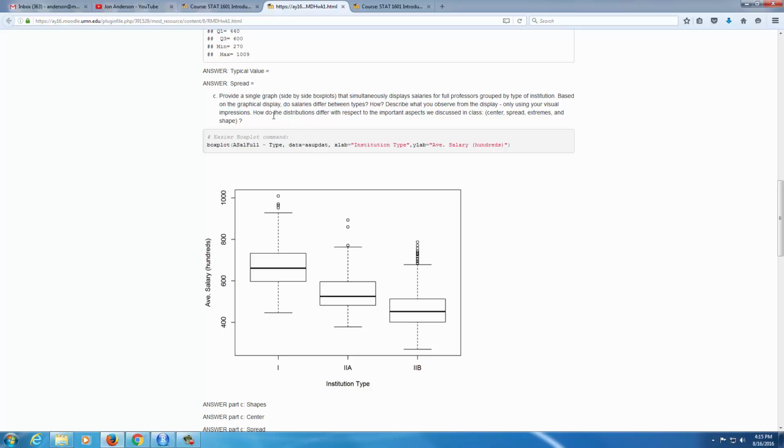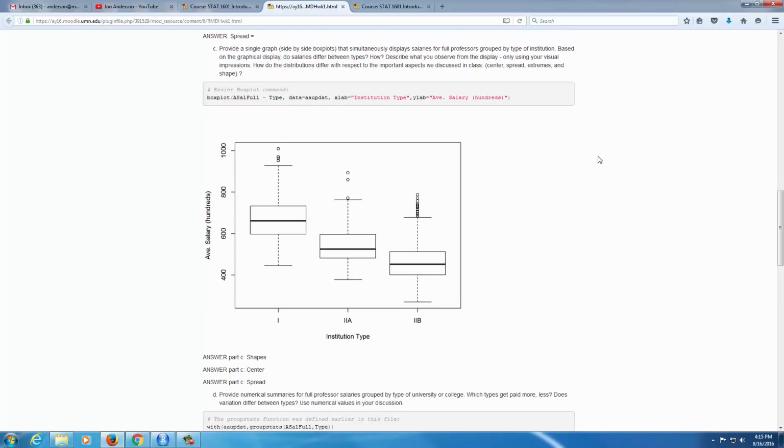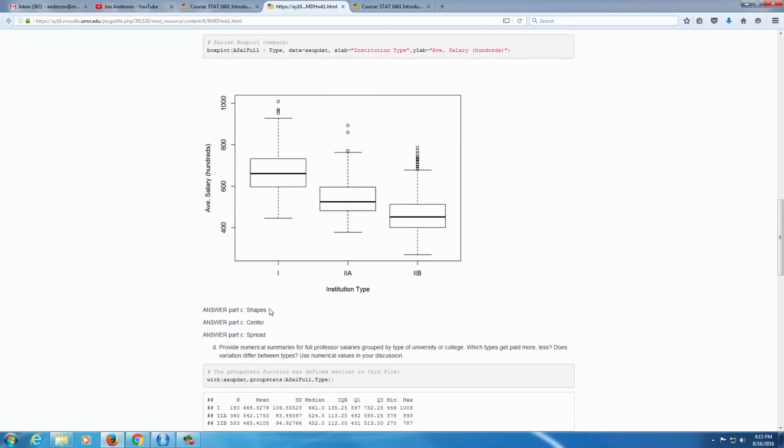And what I'm asking you here is to look at the side-by-side box plots and understand how the salaries are differing between the types of university. Describe what you observe from the display only using visual impressions. And so I want you to discuss the shapes of these distributions that you see from these box plots. So use words like symmetric, skewed left, skewed right, those kind of words for the shape.